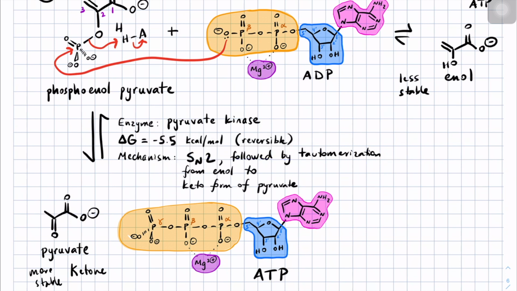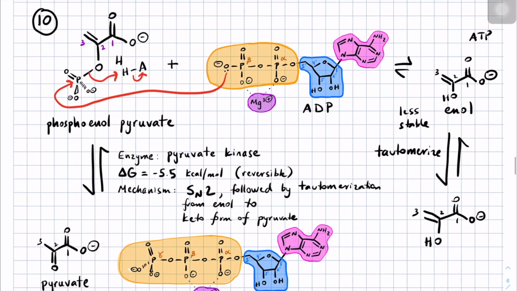Tautomerization from the enol to the keto form. And you've seen a tautomerization mechanism, so I'm not going to show you. You would first remove the proton from the enol oxygen. You would get an enolate that's resonance stabilized, and you would protonate it on carbon 3. And the product from that is pyruvate.